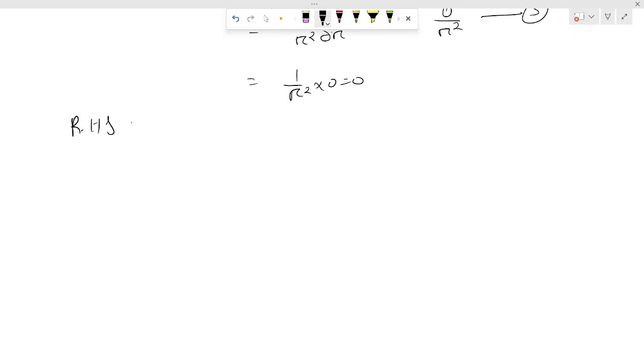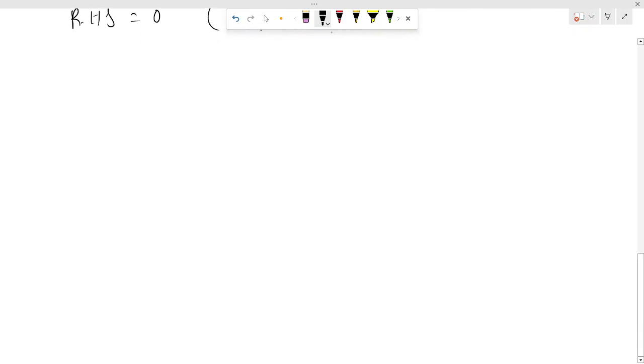So RHS is equal to 0, that is for r not equal to 0. It is only possible if your denominator r squared is not equal to 0, that means r does not equal 0. Give it equation number 4, isn't it? Yes. So RHS part, what do we get from here?